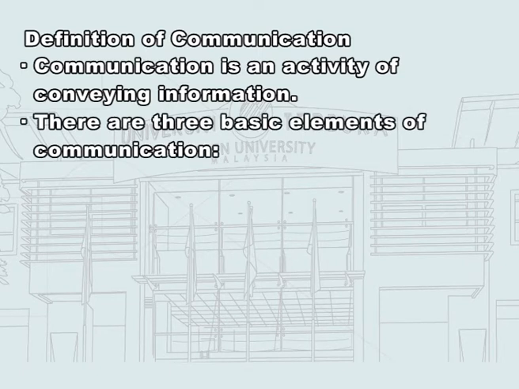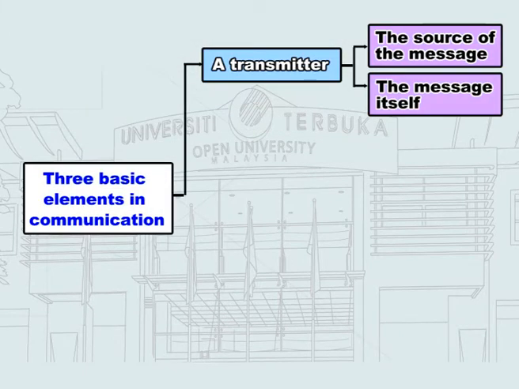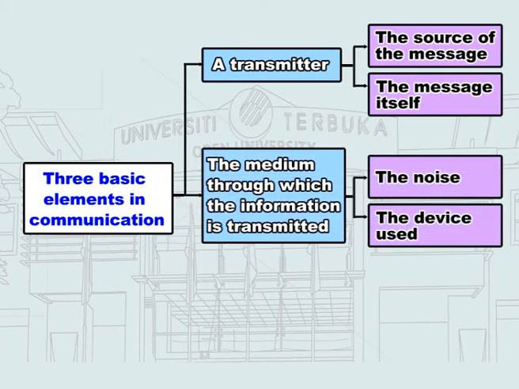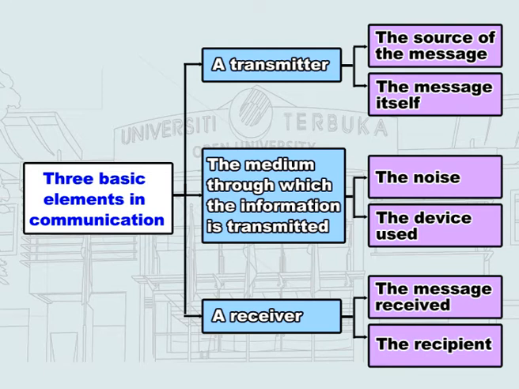In its simplest form, the act of communication encompasses 3 basic elements: 1, a transmitter. Some would divide this into the source of the message and the message itself. 2, the medium through which the information is transmitted. Now, we can break this down into the noise that interferes with the transmission of the message, or the device, the tool, or the actual media itself. And 3, a receiver. Again, this could also be divided into the message received and the recipient of the message. And in short, our understanding of communication depends much on how we understand the process.